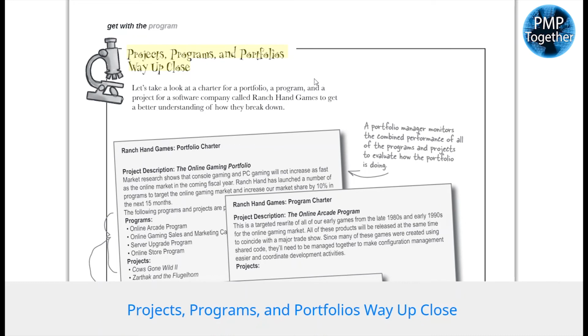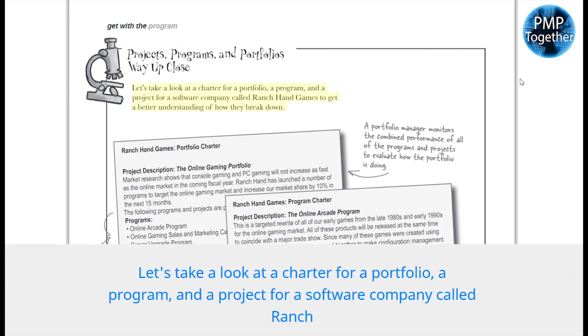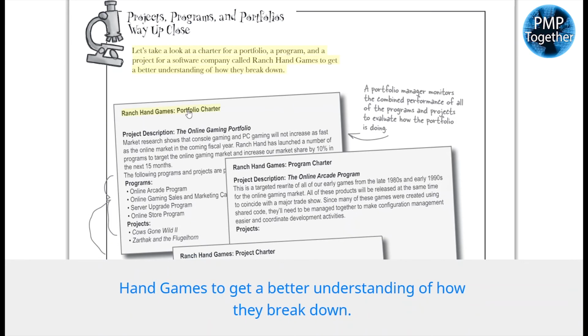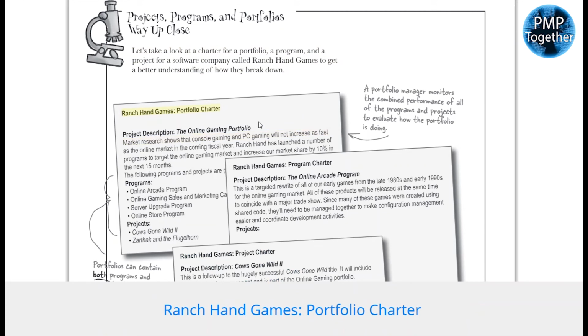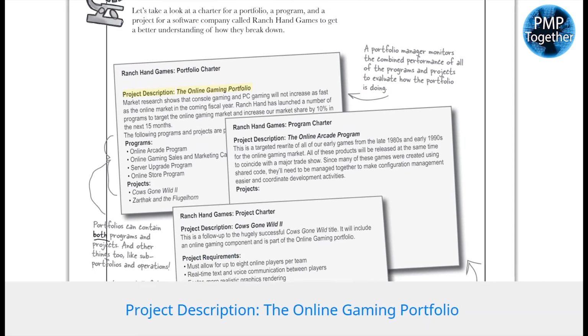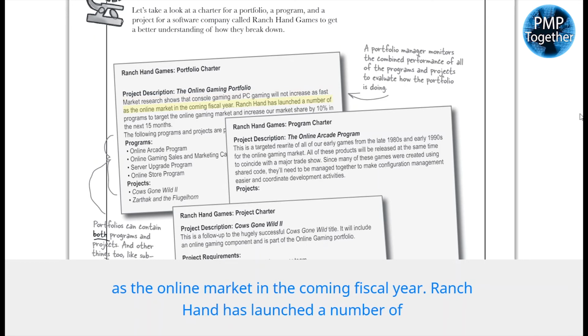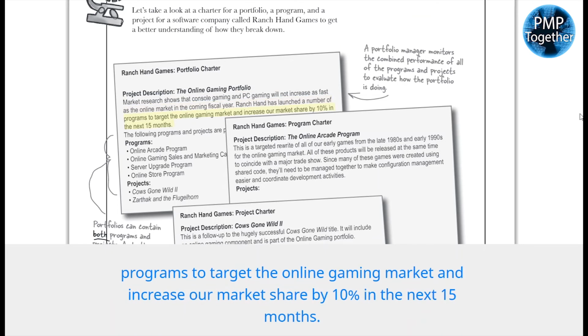Projects, programs, and portfolios way up close. Let's take a look at a charter for a portfolio, a program, and a project for a software company called Ranch Hand Games to get a better understanding of how they break down. Ranch Hand Games, Portfolio Charter. Project Description, the online gaming portfolio. Market research shows that console gaming and PC gaming will not increase as fast as the online market in the coming fiscal year. Ranch Hand has launched a number of programs to target the online gaming market and increase our market share by 10% in the next 15 months.